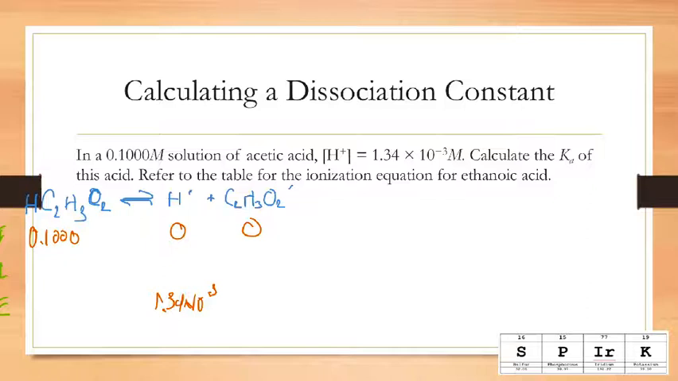And since H plus and C2H3O2 minus are in a 1-to-1 ratio, we also have that much concentration of the acetate ion. So if we look at the hydrogen column, it went from 0 initially, and at equilibrium, it's 1.34 times 10 to the negative 3. So the change was 1.34 times 10 to the negative 3. Same for the acetate ion. It increased by 1.34 times 10 to the negative 3.